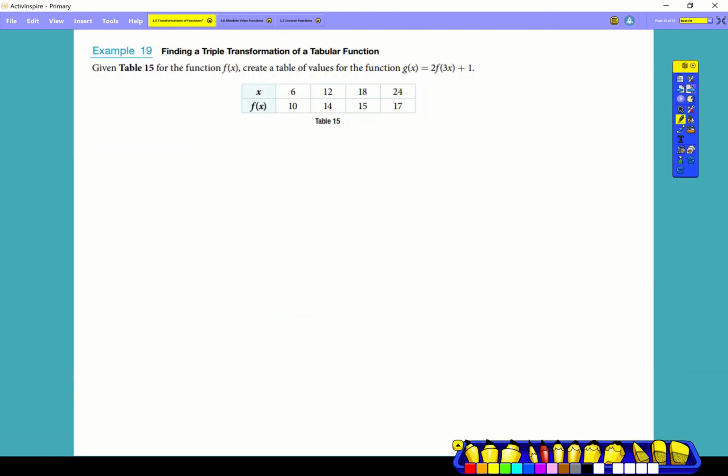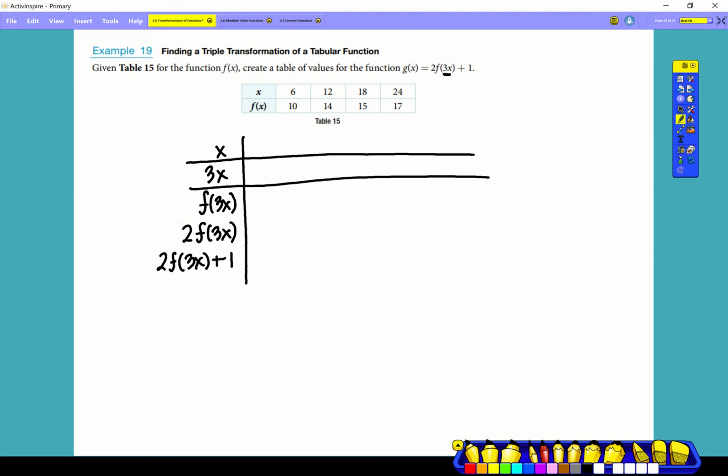Okay, finding a triple transformation of a tabular function. Remember, we're working on the inside, so we're going to have to create a new table. So we're going to have x and 3x. And then we're going to have f of 3x. And then we will have 2 f of 3x. And then we will have 2 f of 3x plus 1. And those are all the different things that are going to happen to our function.